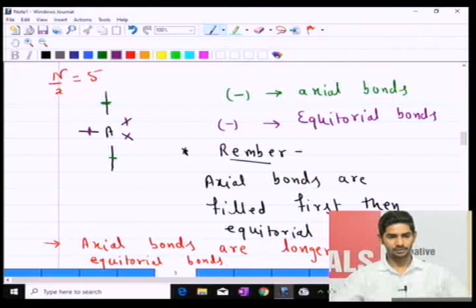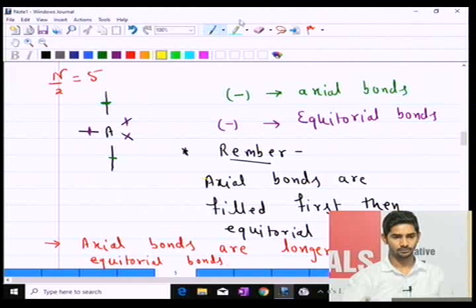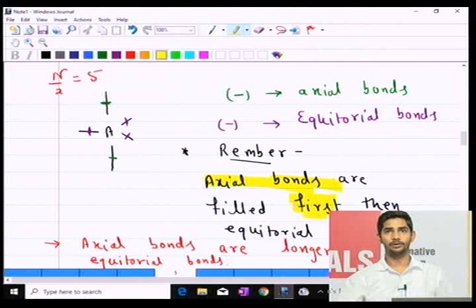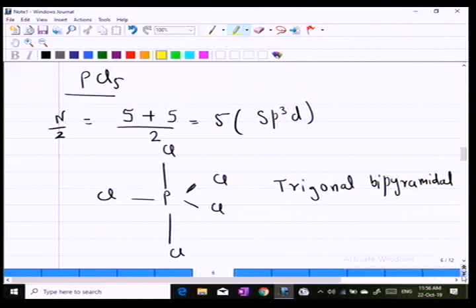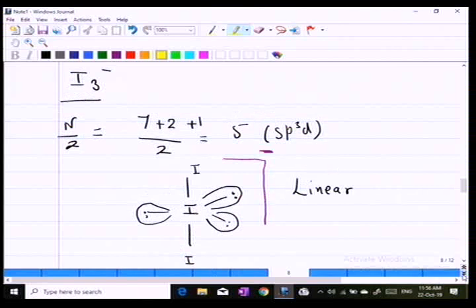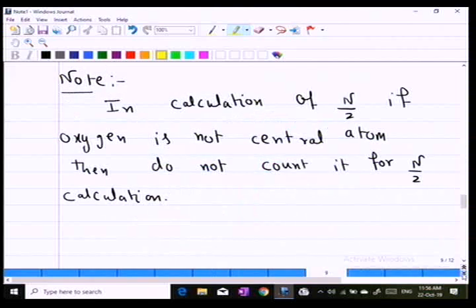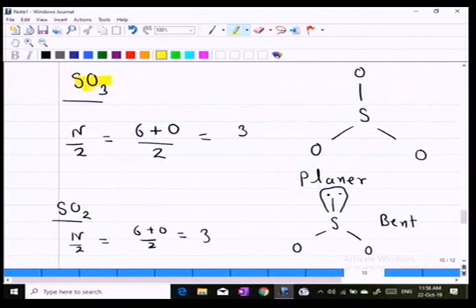Now, remember for the case of n/2, first of all you have to fill the axial bonds. This is the first note. You have to fill the axial bonds first, after that the equatorial bonds. After that, this is the case of the oxygen. Remember guys, in case of oxygen, if it is not the central atom, you won't use it in the n/2 calculations.